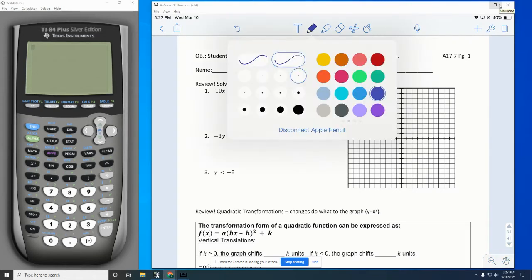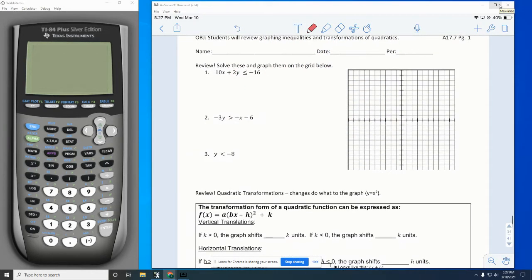This video covers assignment 17-7. So we're going to start by solving these inequalities and graphing them on the grid to the right. When we solve, remember we're getting y by itself. We move x to the other side and then divide by the number in front of y.